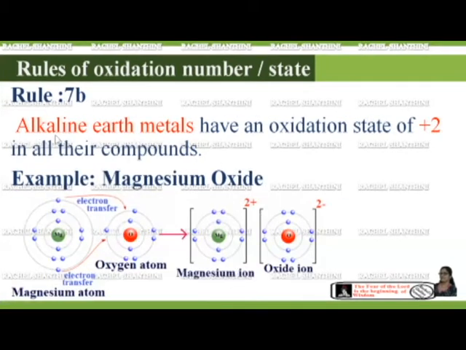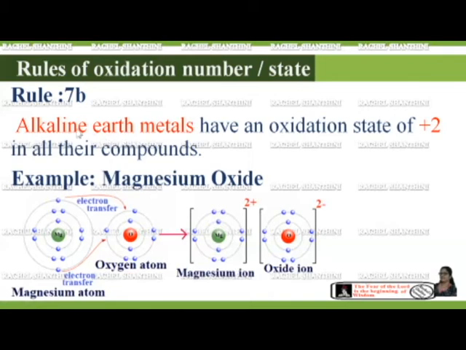Rule 7b. Alkaline earth metals have an oxidation state of plus 2 in all their compounds. Like alkali metals, we have alkaline earth metals like beryllium, magnesium, calcium, strontium, barium, and radium. We will study these alkaline earth metals under the concept of periodic classification of elements.